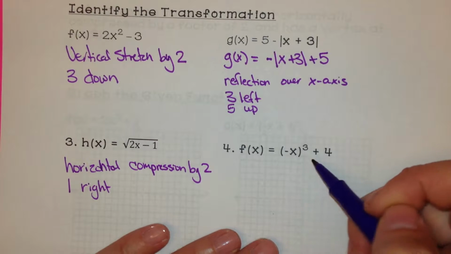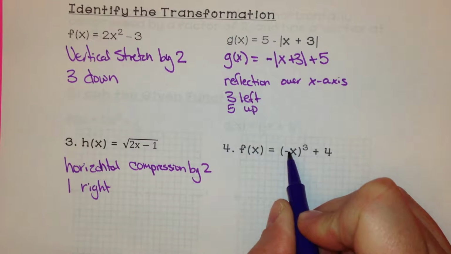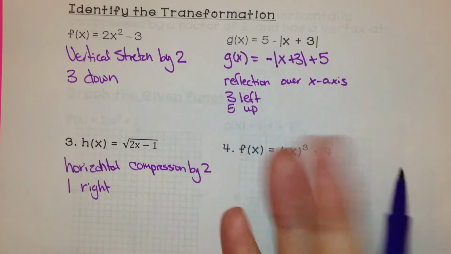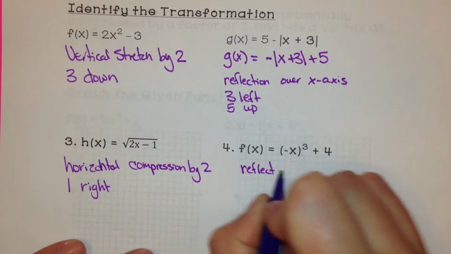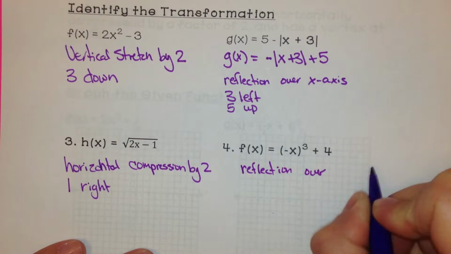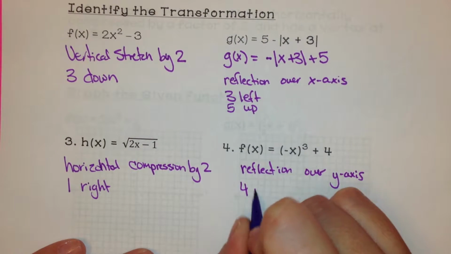All right, we have a cubic here. Multiplied by the negative inside, remember, that's our reflection over the y-axis. Plus 4 on the outside, so that's moving it 4 up.